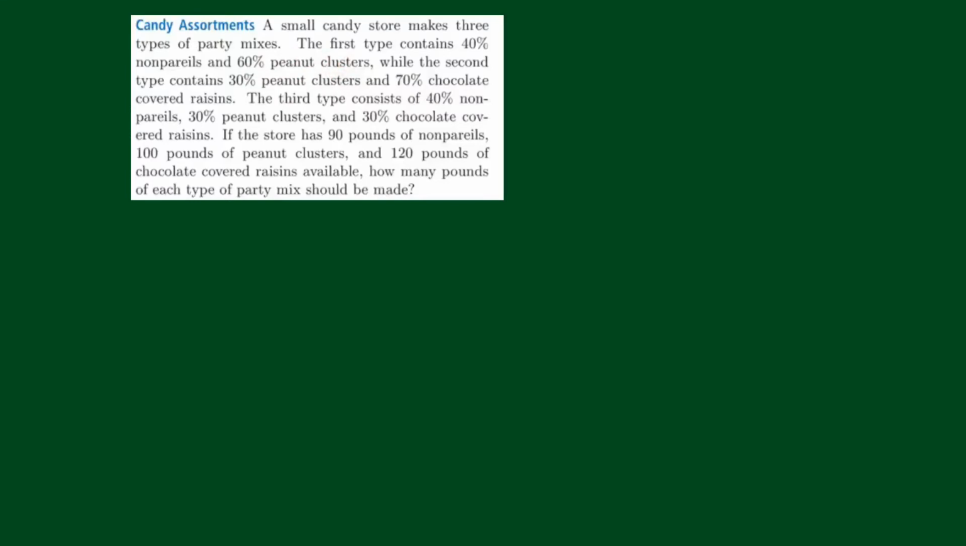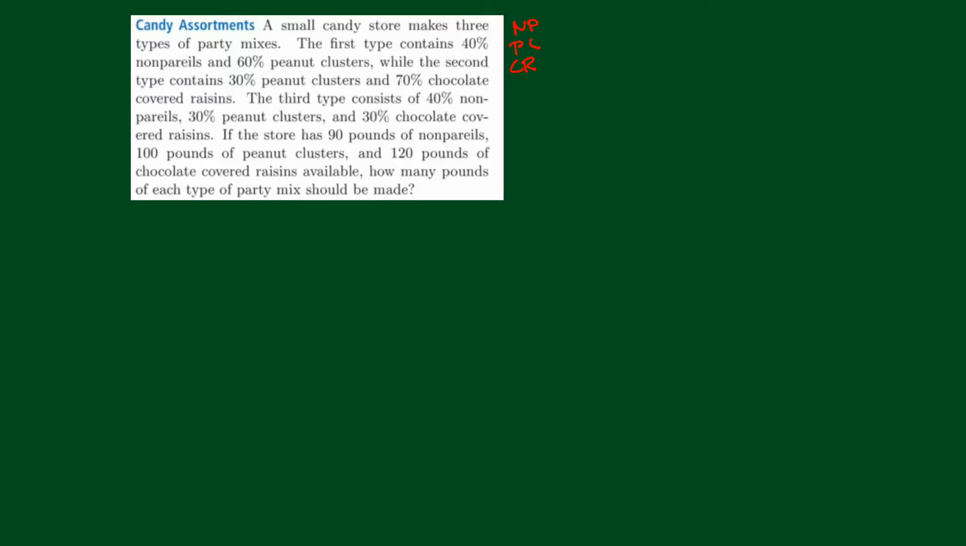I've got to write this down so I know what we have. We have these nonpareils, we've got peanut clusters. What else have we got? While the second type contains 30% peanut clusters, I got that, and 70% chocolate covered raisins. Okay, so let's write that. We got chocolate raisins.